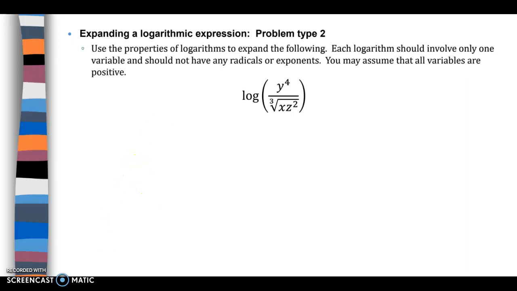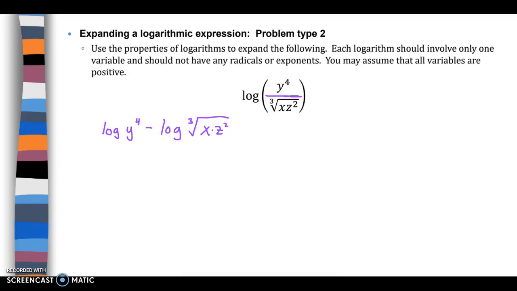So when we're working with this, the first thing I notice is that I have a quotient here, which signifies there's going to be some subtraction. So this becomes log of the numerator minus log of the denominator, and the entire denominator is the cube root of x times z squared.